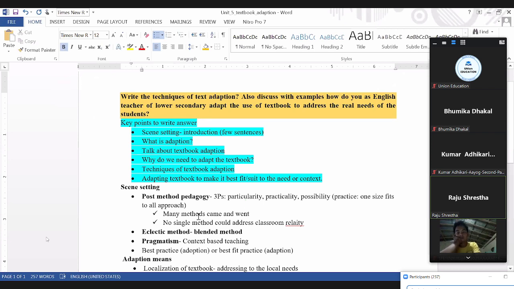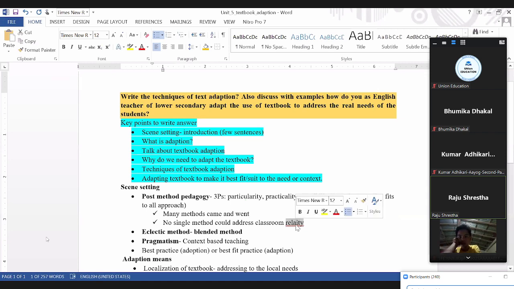So many methods, like the grammar translation method, direct method, Duolingo method, then total physical response method. There are different methods. When we list them, there will be a long list of methods. So they came and went, right? So no single method could address the classroom reality. कुनै पनि सिंगल मेथडले क्लासरुमको रियालिटीलाई एड्रेस गर्न सकेन होइन.